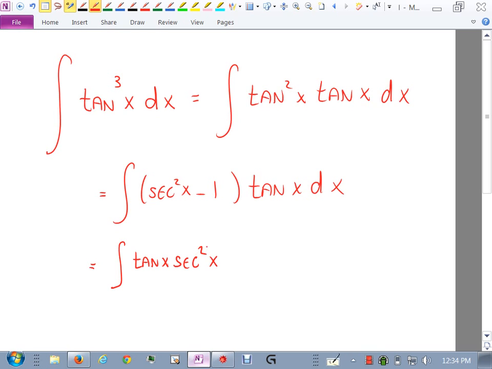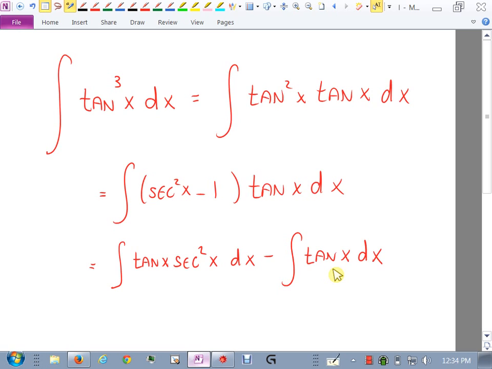Just hang in there. Do you agree with this? Distributing the tangent x dx through, we get this. Now, isn't secant squared x the derivative of tangent? No. Derivative of tangent is secant squared. So the derivative of this is that. So I see something in its derivative. So that one's okay. What about this one?